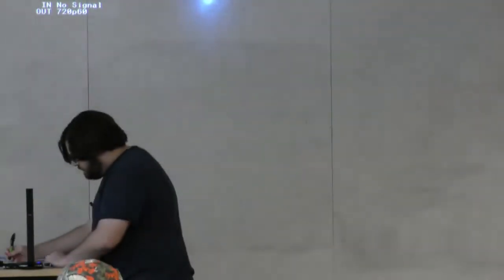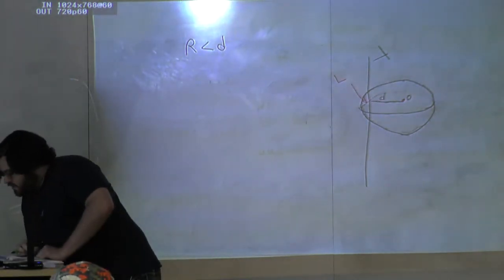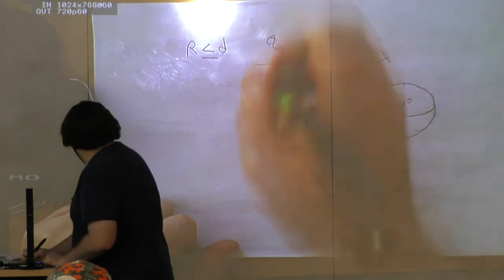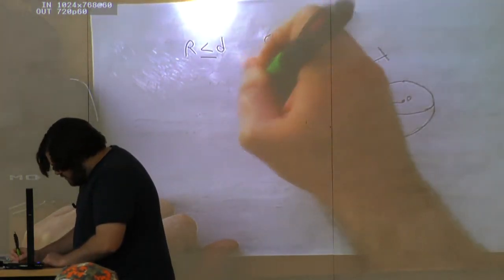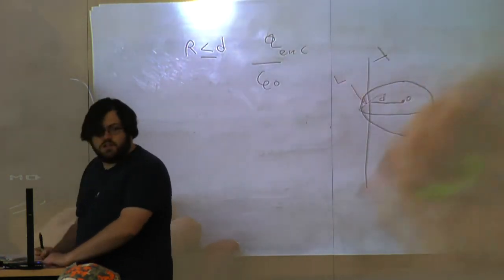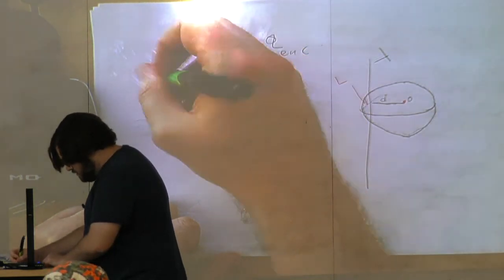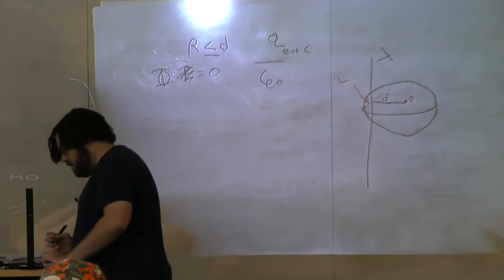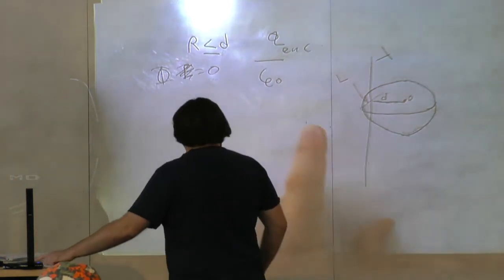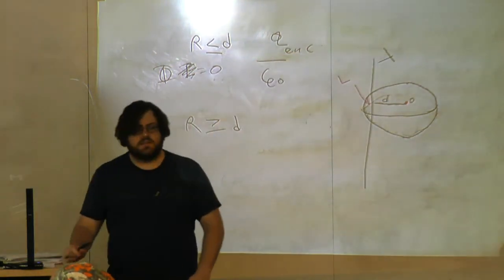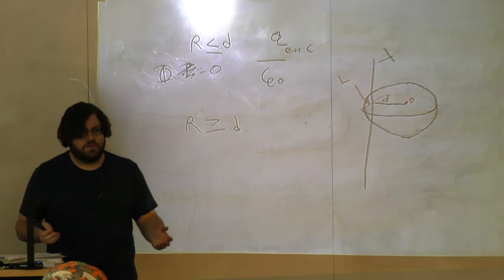All right, so this one had another trick question in it. If the radius of the circle is less than or equal to d, we can use the formula Q enclosed over epsilon. If there is no charge enclosed, then the field is 0, or the flux is 0. Now, if it's larger than D, all we have to do is find out exactly how much of that line is enclosed.